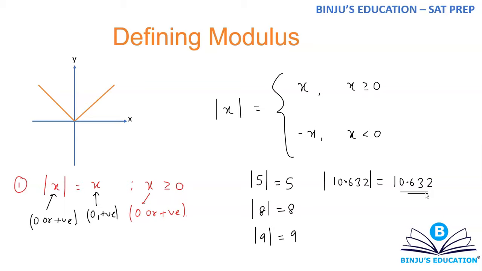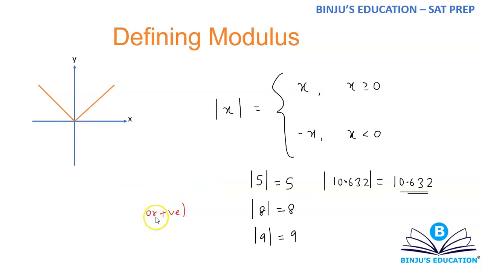Because what is distance? Distance is non-negative. You don't have to worry about the sign. The problem comes when x is negative. That is where students start getting confused. Let's try and understand that part also. When I talk about the second part, sorry, not mod of x is negative: when x is negative, then in that case mod of x is minus x.